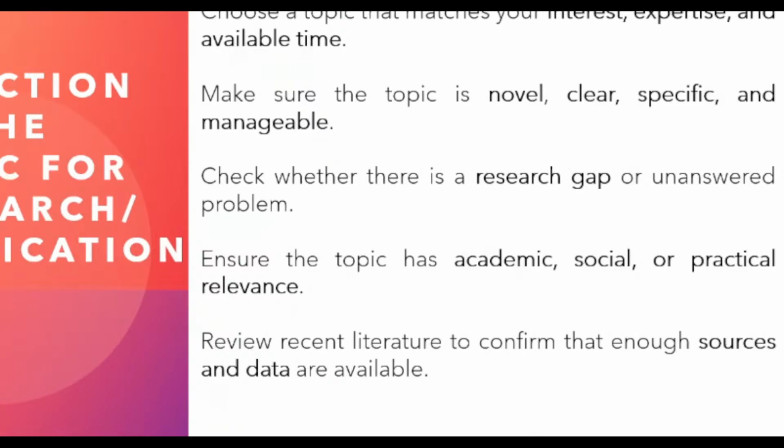Third part is what you call available time. You want to have a mega project, but you have got only 6 months or 1 year of time. So you have to plan accordingly. That's the first point. Next point, make sure the topic is novel, specific, clear, and manageable.